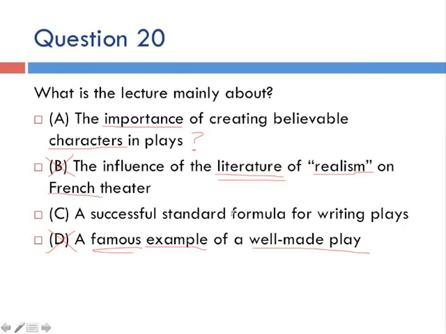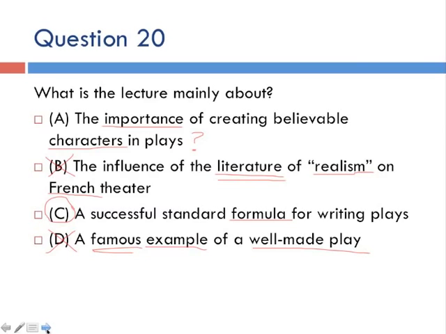The next one, a successful standard formula for writing plays. Now this one seems fairly general. It seems very expansive. In fact, the particular formula they were talking about was about the well-made play. So in this case, C does seem to have enough expansive language that it could incorporate what the entire passage was about. So even though it looks pretty general, and maybe the kind of answer choice that a student might actually skip, it actually is the answer to this question. Because it did talk about the fact that the well-made play was successful, and then it also explained how that formula looks. So in this case, C is our answer.